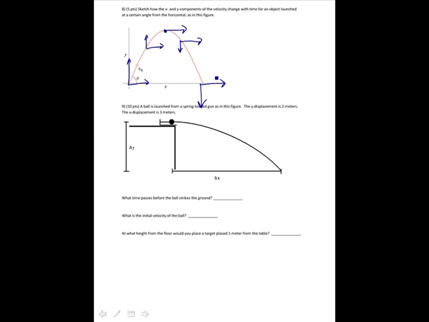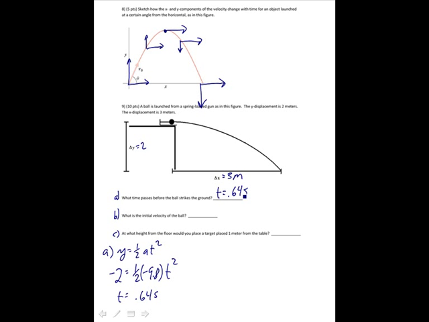Alright, a ball is launched from a spring-loaded gun as shown in this figure. The y displacement is 2 meters. The x displacement is 3 meters. I want to know what time passes before it strikes the ground. In order to do that, for part A, this is A, B, and C. For part A, you consider the y motion. Say y is equal to 1/2 a t squared, because the velocity in the y direction is initially 0. And so my y displacement is minus 2. That's equal to 1/2 times minus 9.8 meters per second squared, times t squared. And if I solve for t, I get 0.64 seconds. Just like in the lab, t is equal to 0.64 seconds.